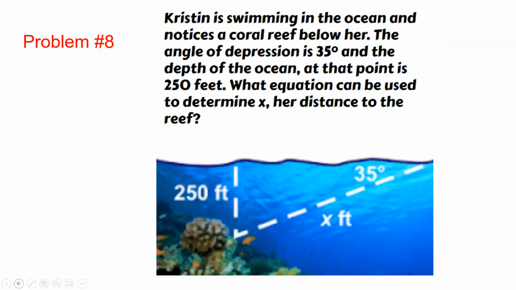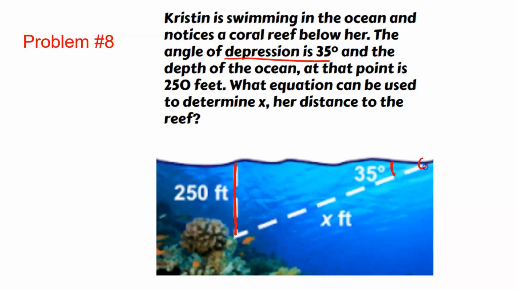Okay, so it says, Kristen is swimming in the ocean and notices a coral reef below her. The angle of depression, that's just saying because now this angle is forming and it's going down. It's not angle of elevation, it's going down. And the depth of the ocean at that point is 250 feet. So here they tell us the depth to that coral reef is a total of 250 feet. They're asking us, what equation can be used to determine x, her distance to the reef, right?